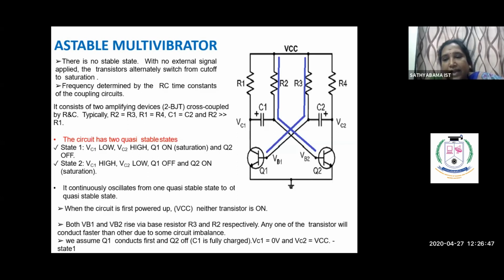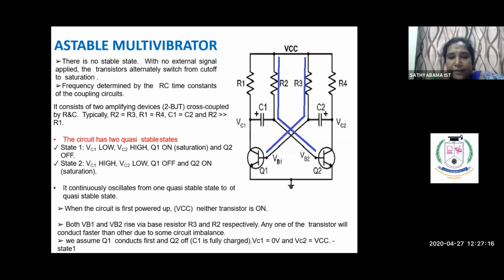Got it now? And the next state is the vice versa condition: Q2 is on, so immediately VC2 is low, and the Q1 transistor is off and VC1 is high. So these are the two states, and the two states are quasi-stable states.